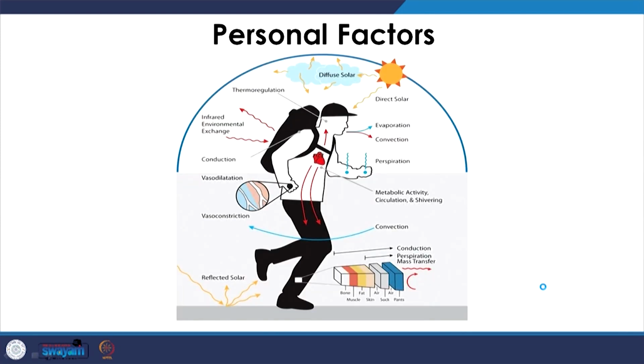Now, we come to personal factors. There are two personal factors: one is clothing and the other is metabolic rate. If we are properly clad in woolen clothing, winter clothing, at the same temperature we would feel comfortable because our clothing is heavy, our clo value is high. The second personal factor is metabolic rate.